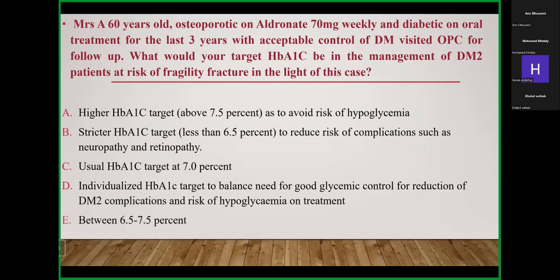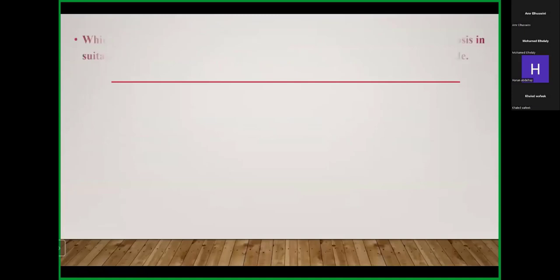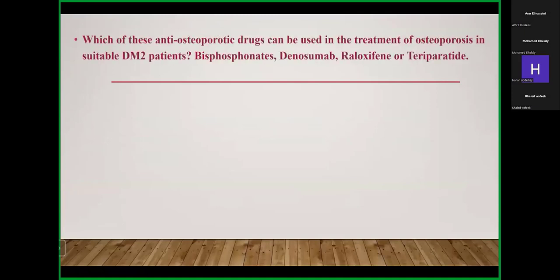Between 6.5 and 7.5%. The next question, which of these anti-osteoporotic drugs can be used in the treatment of osteoporosis in a suitable type 2 diabetic patient? Bisphosphonate or denosumab, raloxifene or teriparatide?